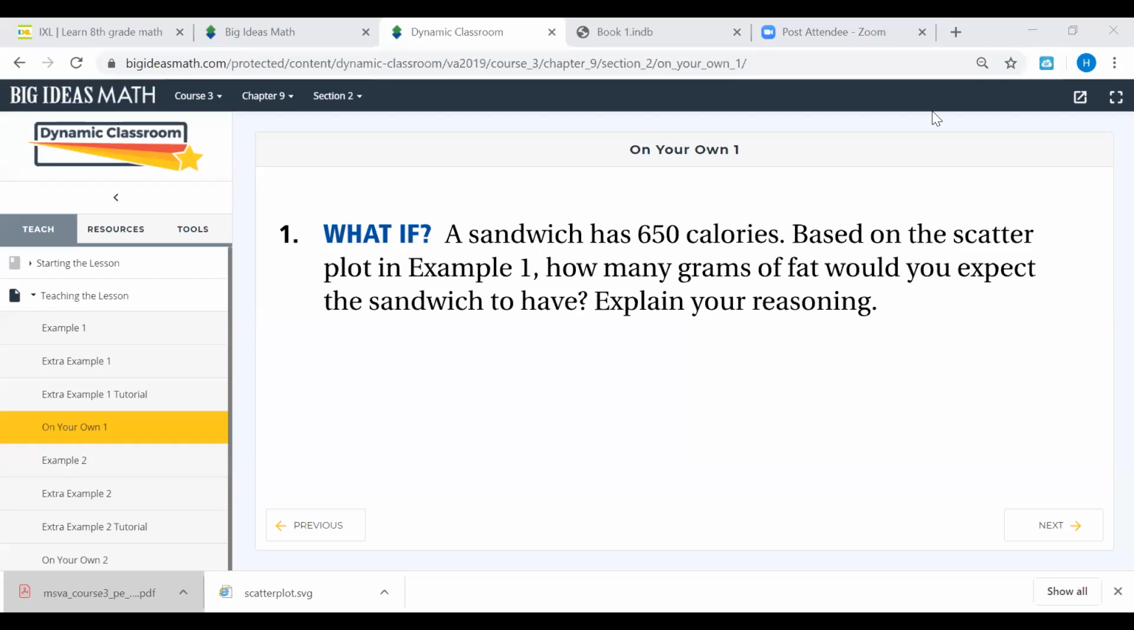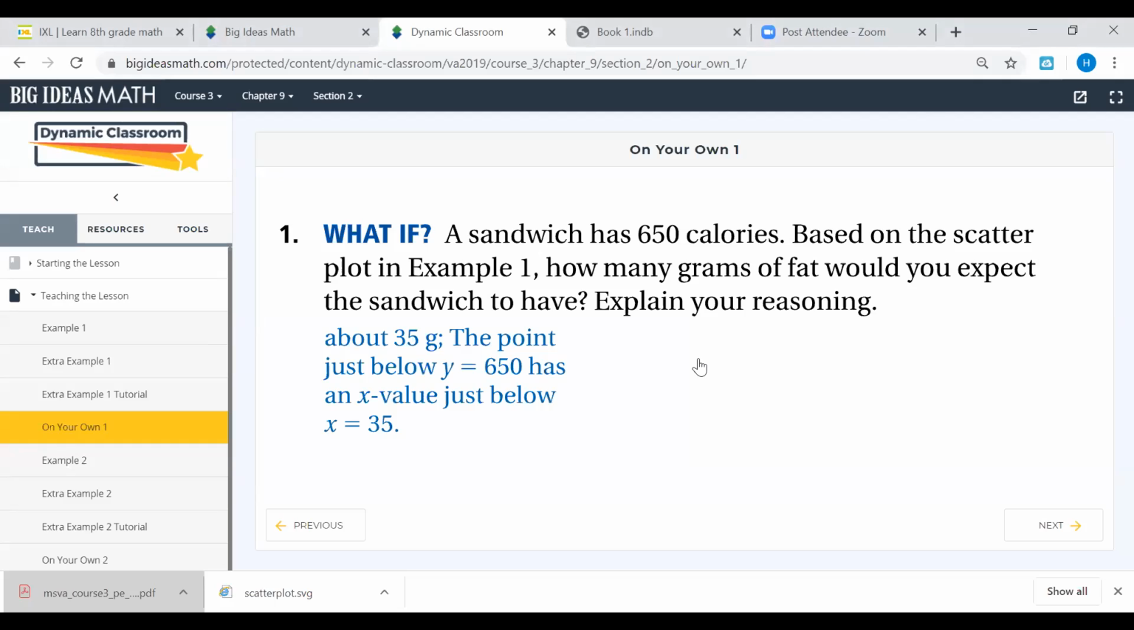So on your own, number 1 says, what if a sandwich has 650 calories. Based on the scatter plot in example 1, how many grams of fat would you expect the sandwich to have? Explain your reasoning. About 35 grams. The point just below y equals 650 has an x value just below x equals 35.